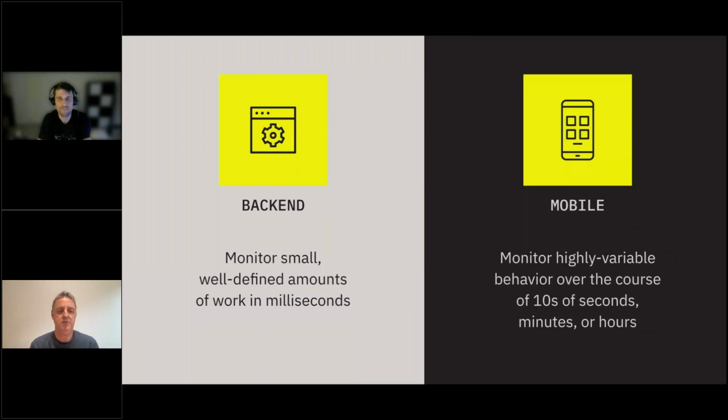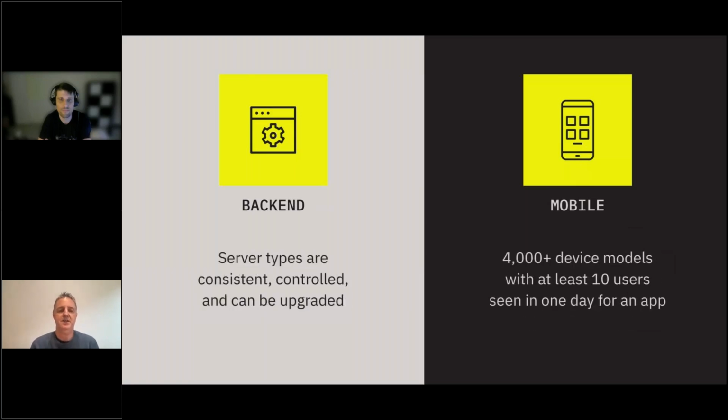So often in backend, you're monitoring things like services where you have small, well-defined amounts of work that you're looking to complete in milliseconds. If you have endpoints that take seconds or even tens of seconds, that would not be the best performance experience that you're looking for on backend. Whereas in mobile, you monitor highly variable behavior over the course of tens of seconds or minutes or even hours. And with backend, you typically have server types that are pretty consistent, controlled.